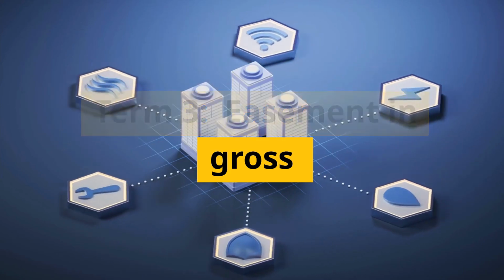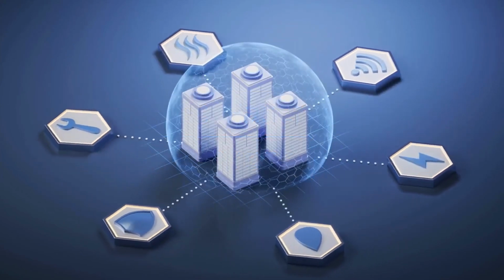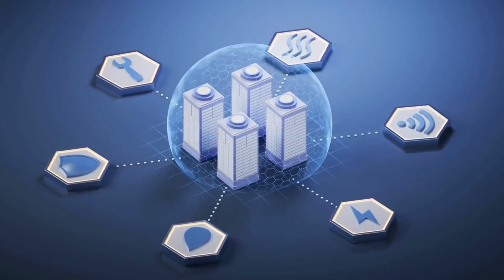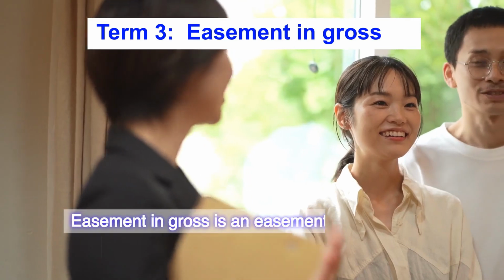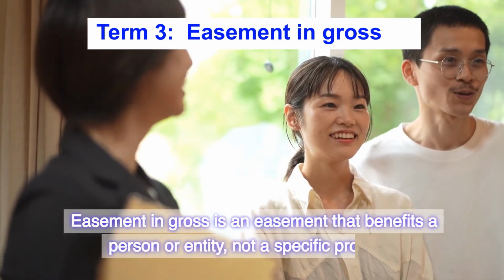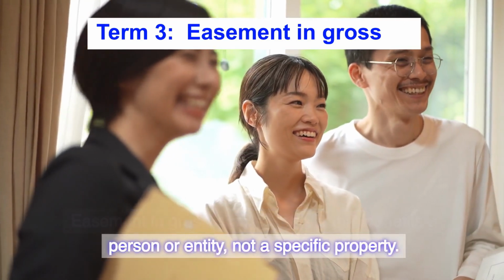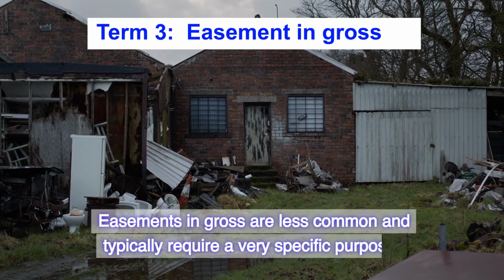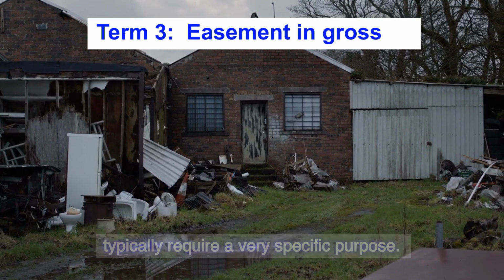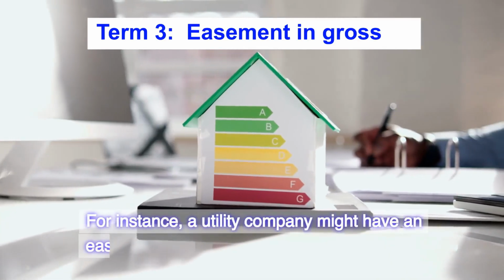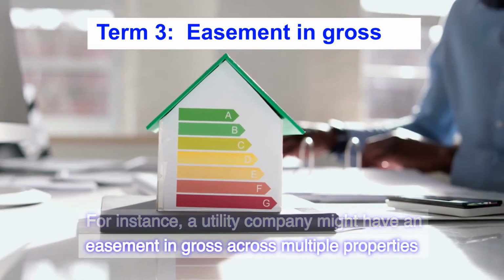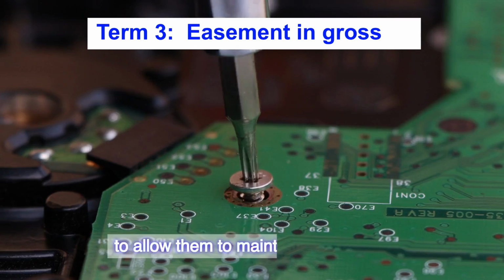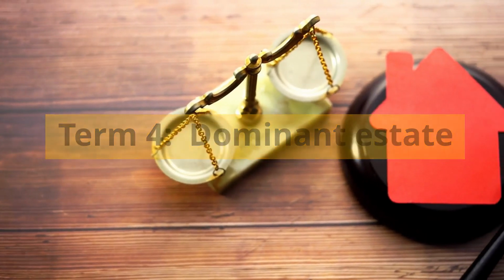Term 3. Easement in gross. Easement in gross is an easement that benefits a person or entity, not a specific property. Easements in gross are less common and typically require a very specific purpose. For instance, a utility company might have an easement in gross across multiple properties to allow them to maintain power lines.